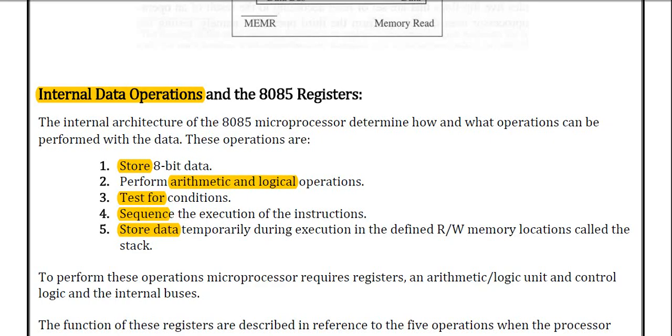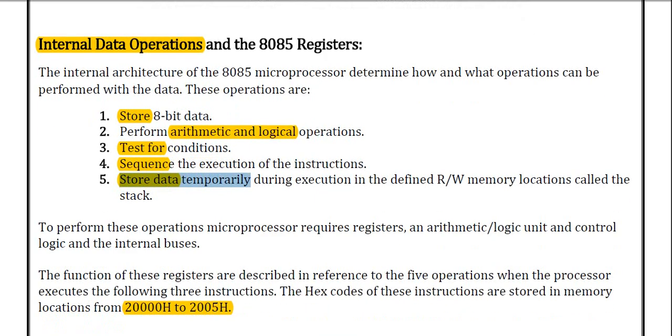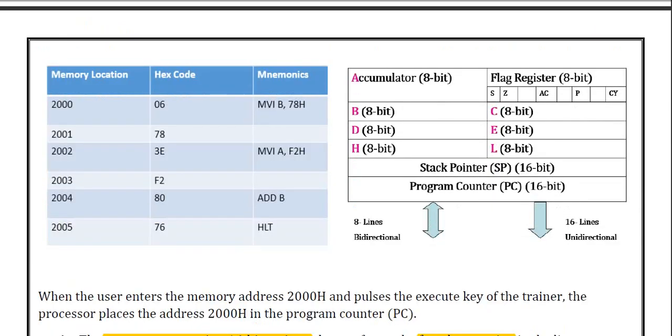So sequencing is operation number 1, then storing, then arithmetical and logical operation, then testing the result, and then finally storing the data. This is the internal data operation of the 8085, which is very important from an examination point of view. Please practice this example at home.